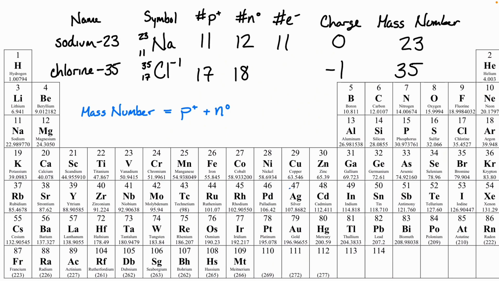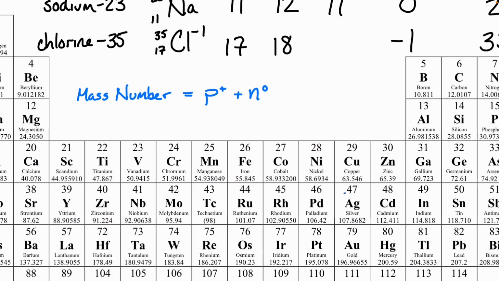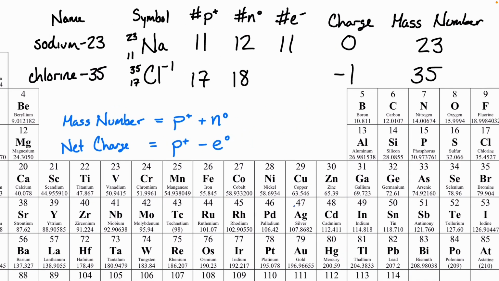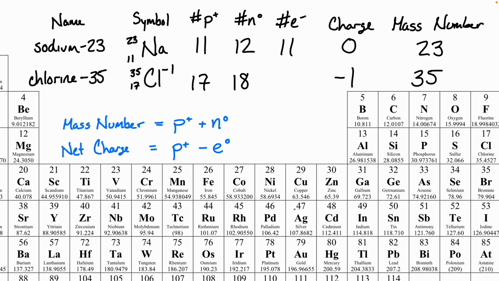Okay, so first of all, in terms of charge, we can think about this as a math equation as well. Our net charge is equal to the number of protons minus the number of electrons. All right? And if you like thinking about things as a math equation, great. It'll work every single time.